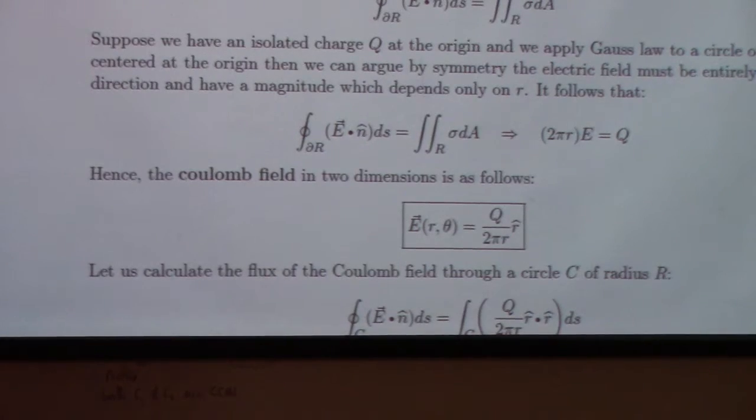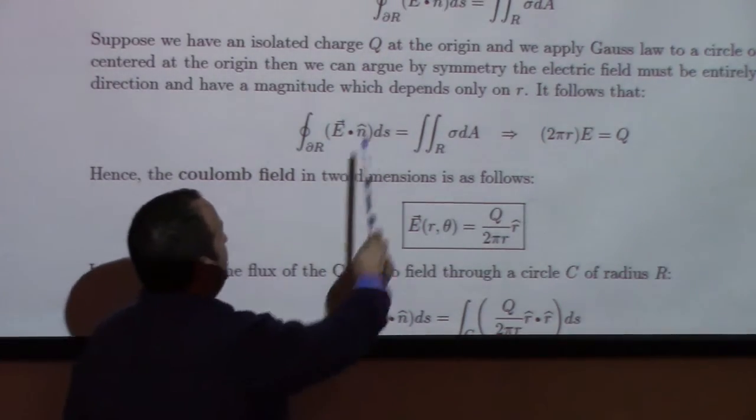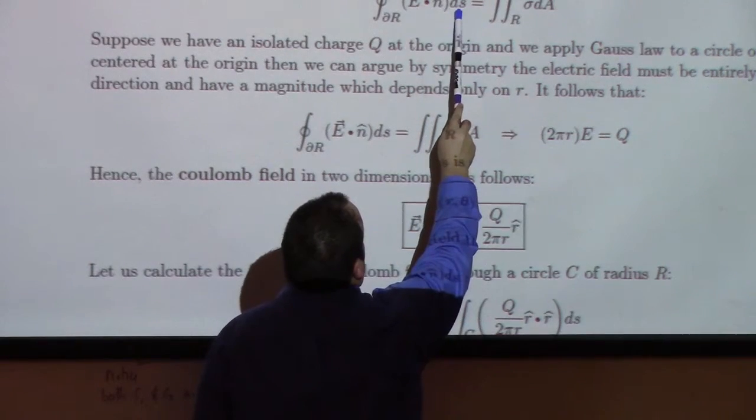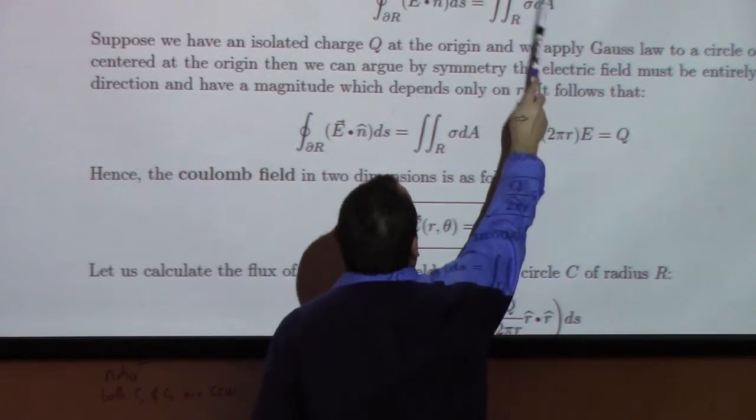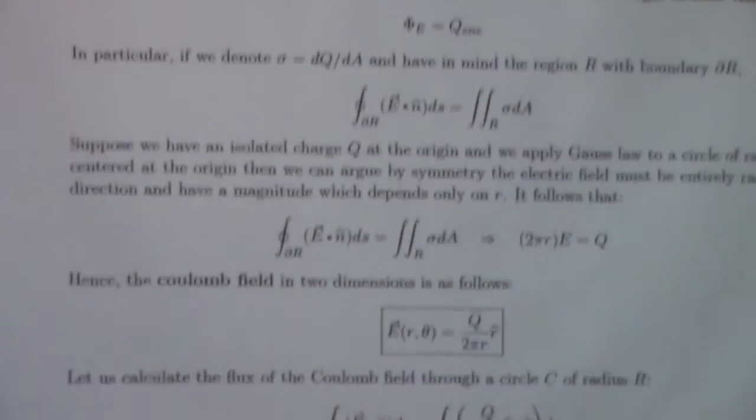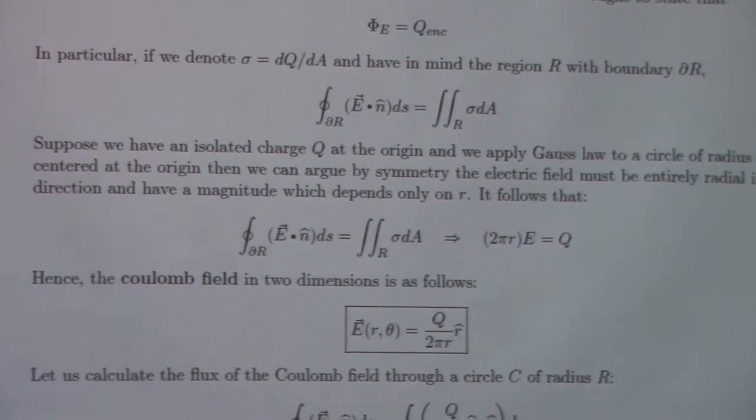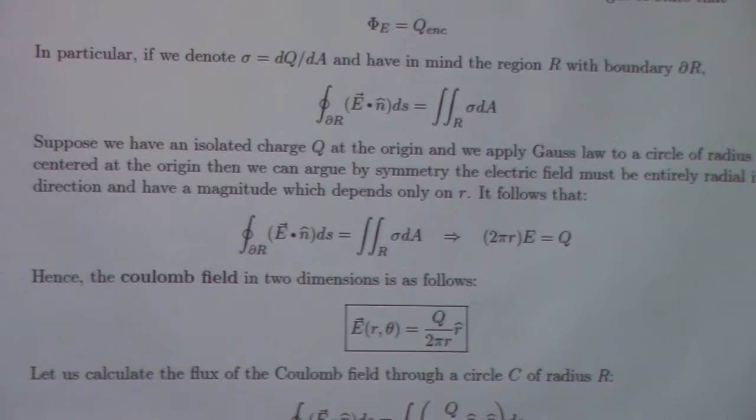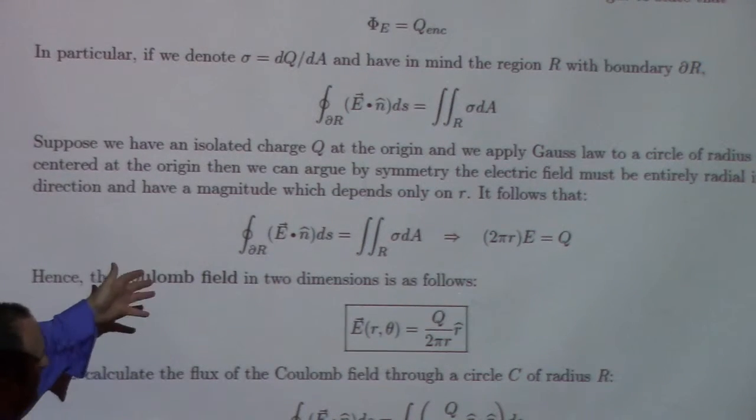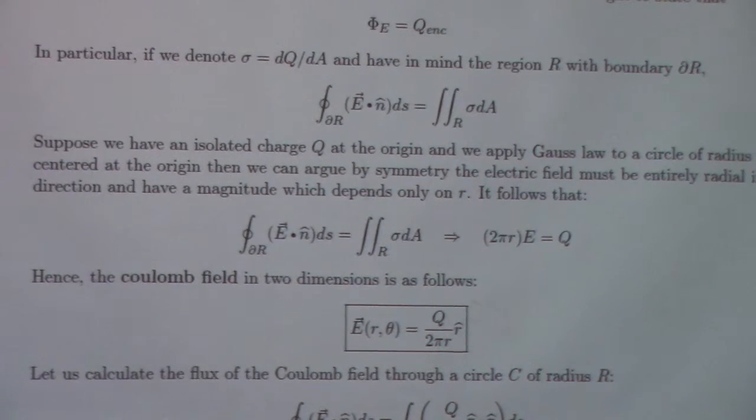So if I rewrite that in terms of our flux integral, it would look like this. The electric field dot the normal integrated over arc length should be equal to the charge enclosed. Now here, sigma is the charge per unit area, right? So if I integrate the charge per unit area over the area, that should give me the net charge in the region R.